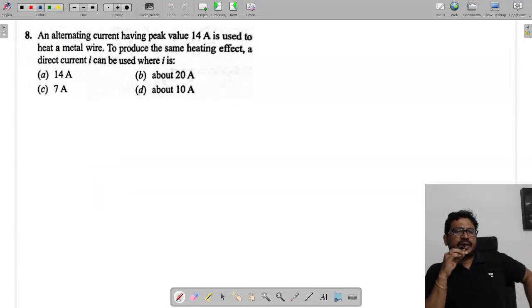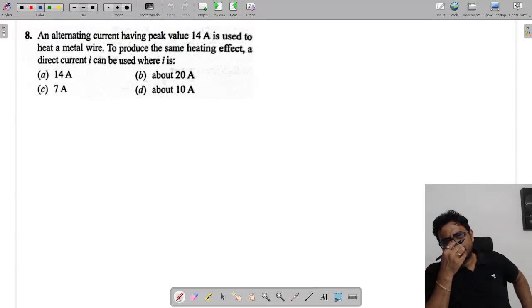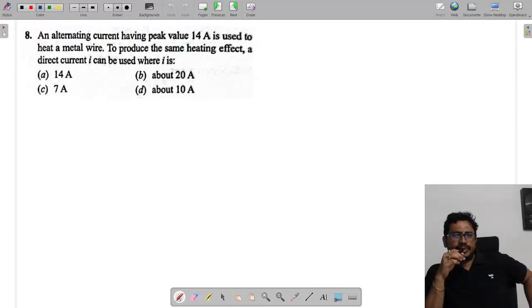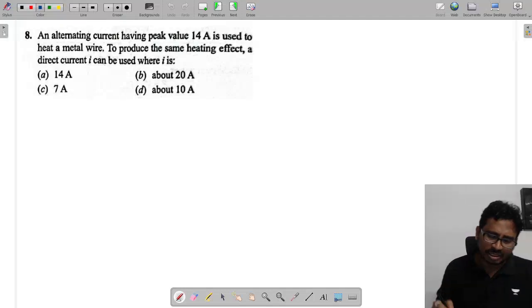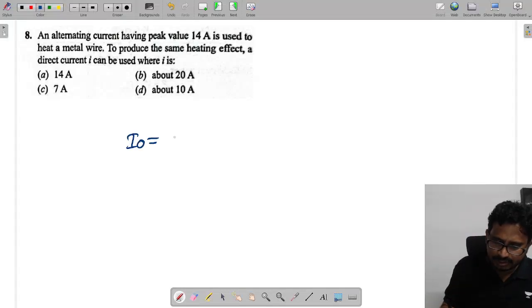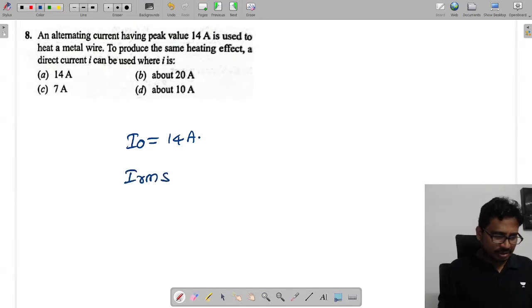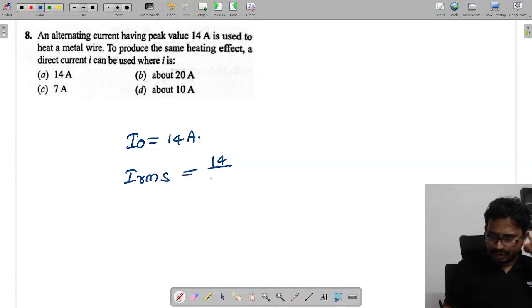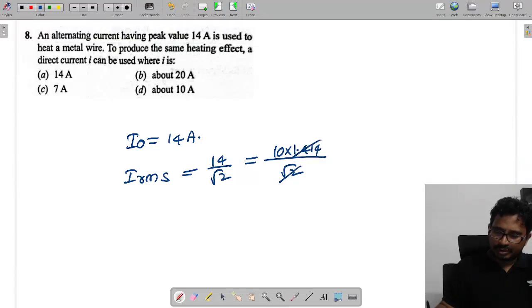An alternating current having peak value 14 amperes is used to heat a metal to produce the same heating effect. So we should find the RMS value. I naught is given as 14. We need to get the RMS value, which is equal to 14 by root 2. So 14 divided by 1.414 is about 10.